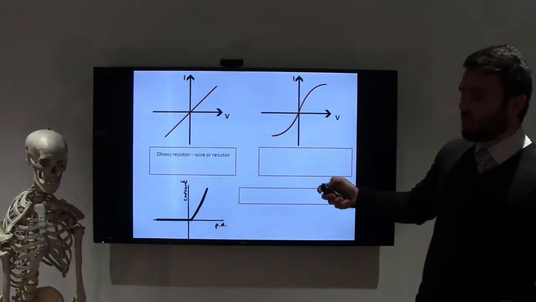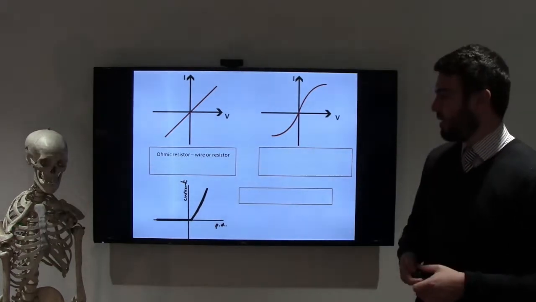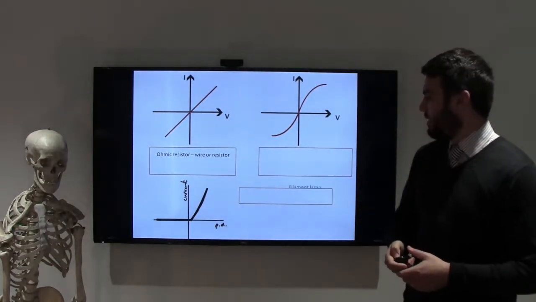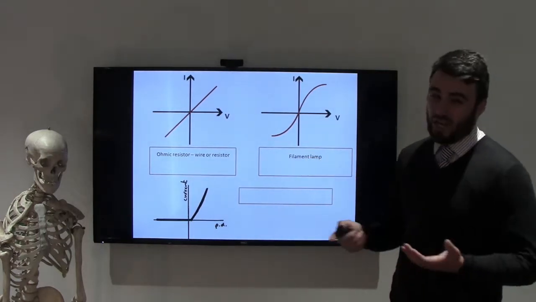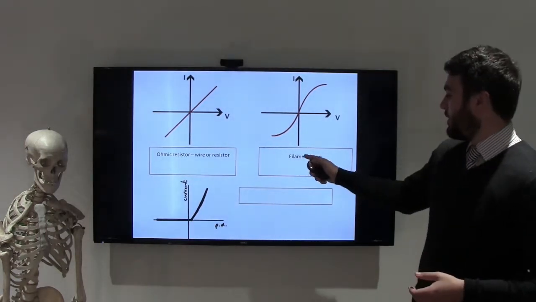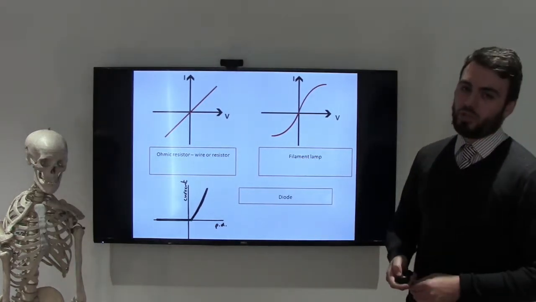So this first one is what we call an ohmic resistor. It means it obeys Ohm's law. Vrr. It's a wire or a resistor. This one is a filament lamp. Why do I have to use the word filament? Because LED is different. So this one is just a bulb, if you want to think about it. And this last one's a diode.